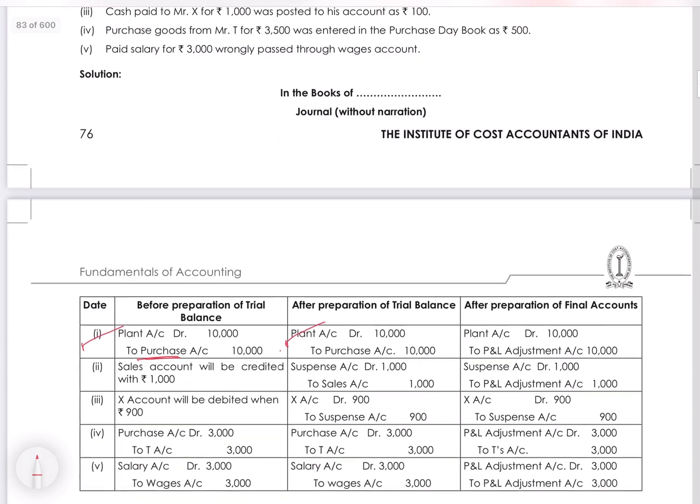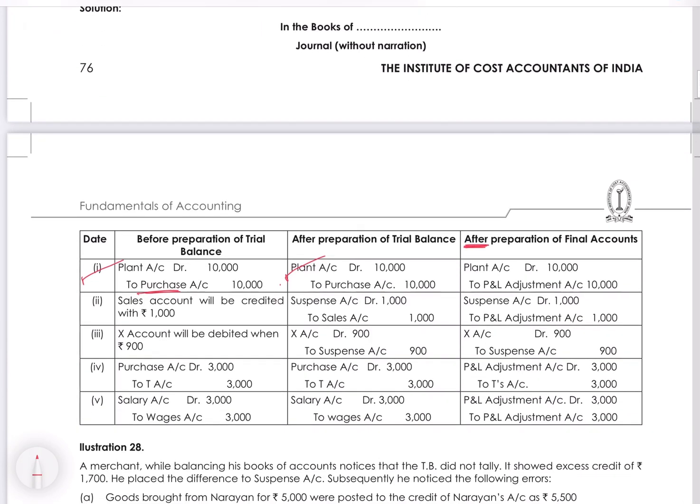Next level is after preparation of final accounts. Till now it was before and after preparation of trial balance. Now after preparation of final accounts means you have made trading, P&L and balance sheet, and now you are rectifying. So all the ledgers have been closed and taken to trading, P&L and balance sheet. So ledgers are not available, and we have to impact the respective place. If it is a balance sheet item, the ledgers will be open because balance sheet balances are still lying. There will be closing balances. But if it is an expense or income, all the ledgers will be closed and taken to P&L account.